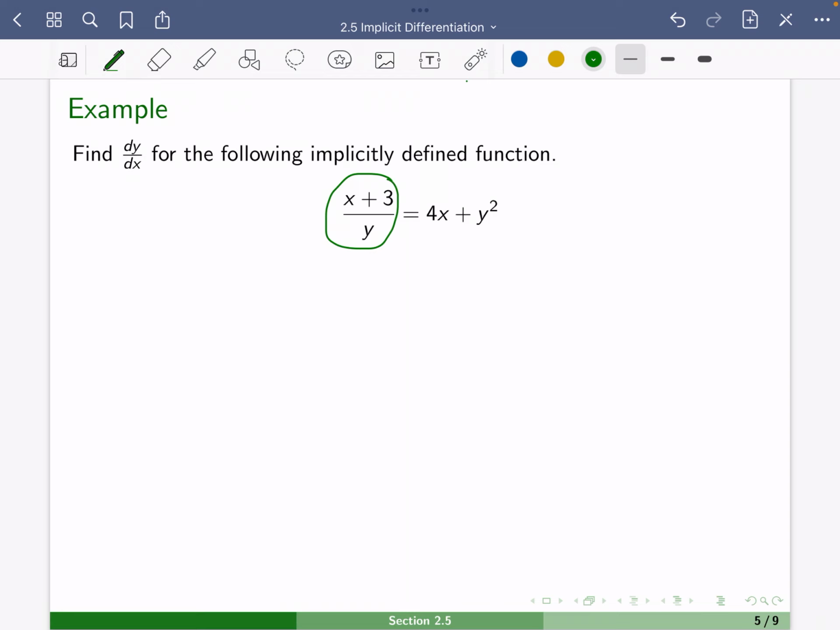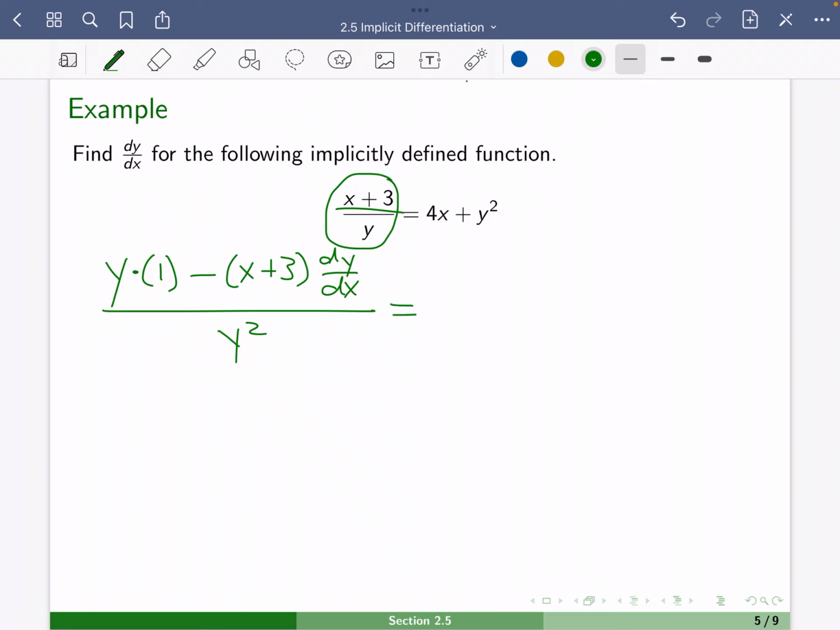So our quotient rule: we take the bottom, the low, d high. What's the derivative of the top? Well, the top is x plus 3, so the derivative of that is 1. Minus high, d low, the derivative of the bottom is y, so its derivative is just dy/dx. So low d high minus high d low, square the bottom, and away we go. So that's our left-hand side derivative.